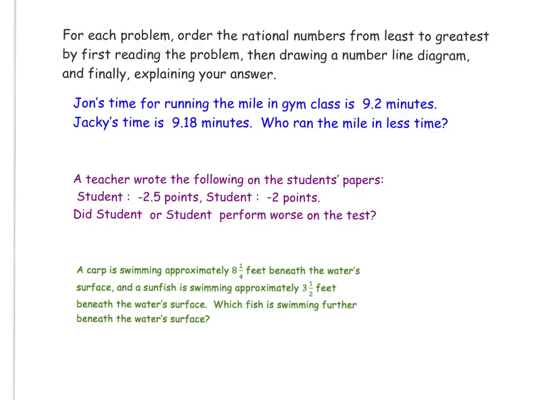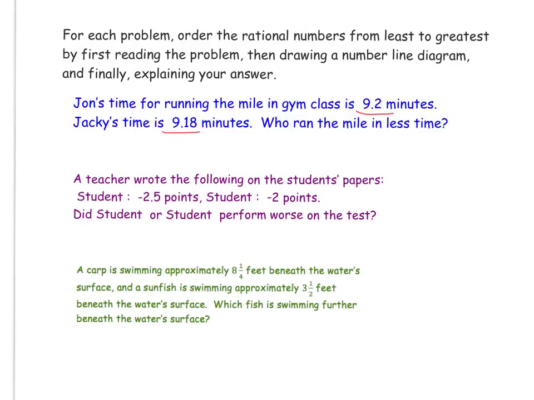Alright, here's some more that we need to order. So Jan's running time is 9.2 minutes, where Jackie's is 9.18 minutes. Who ran the mile in the least time?